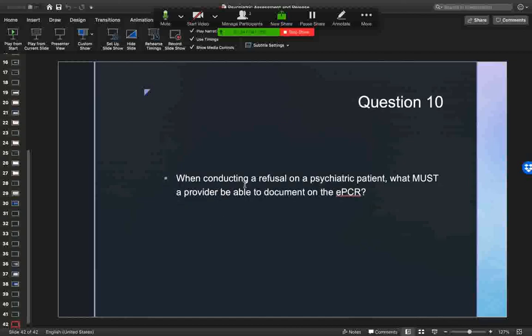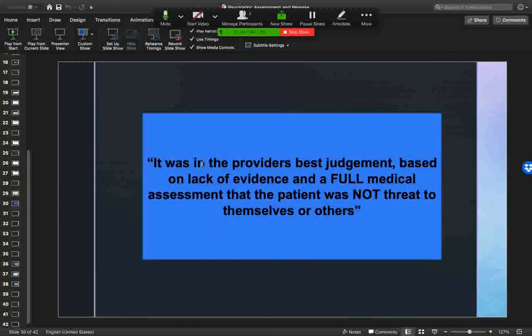And then 10. When conducting a refusal on a psychiatric patient, what must a provider be able to document on the PCR? Again, we have to articulate that the patient was not a threat to themselves or others. Okay. And that after full assessment, the patient does not present a threat to themselves or others, and in the provider's best judgment, there's a lack of evidence showing that it was a medical emergency. It was in the provider's best judgment, based on lack of evidence and a full medical history, that the patient was not a threat to themselves or others.